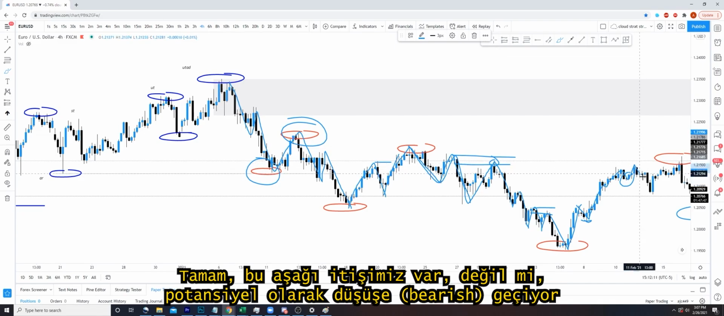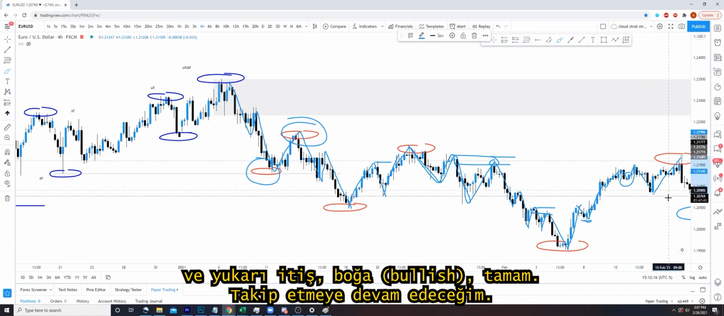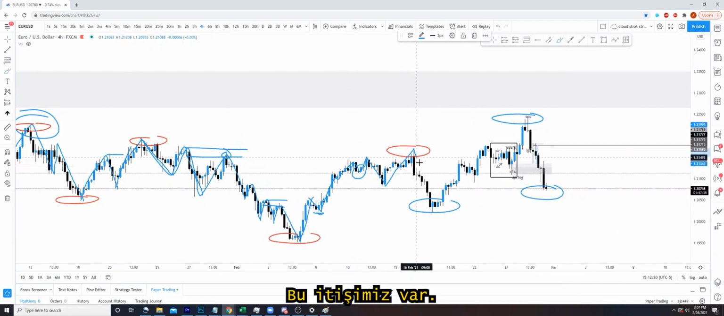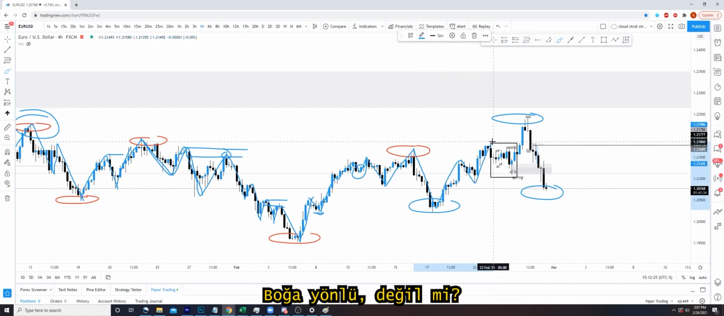We have this push down, right? Potentially shifting bearish, and a push up, bullish, right? And we keep following this. So at this point, I'm just going to follow this down for you on just the 4 hour. We have this push, it's shifting bearish, push up, shifting bullish, it's bullish, right?